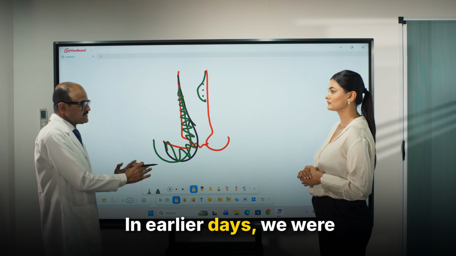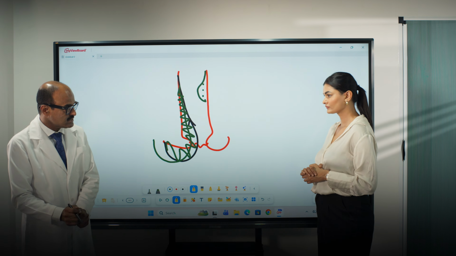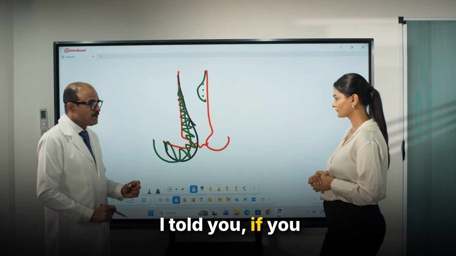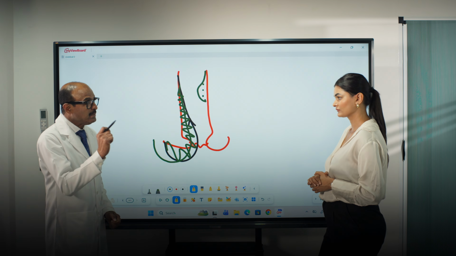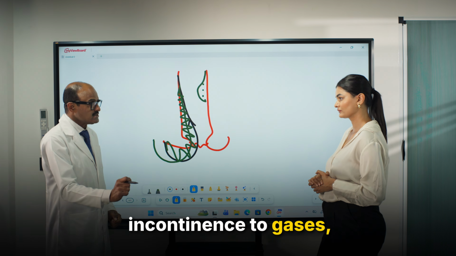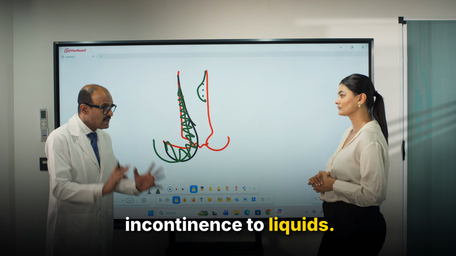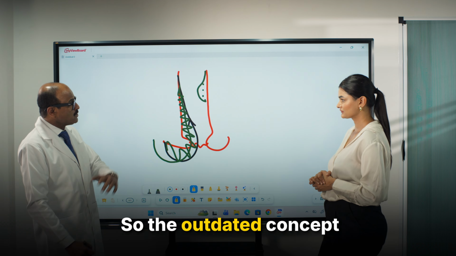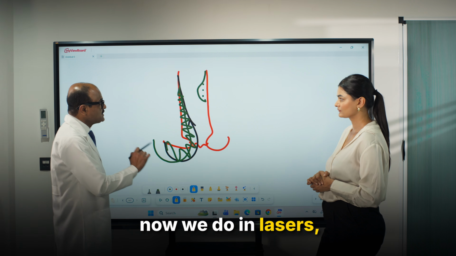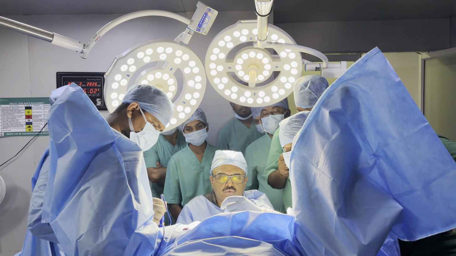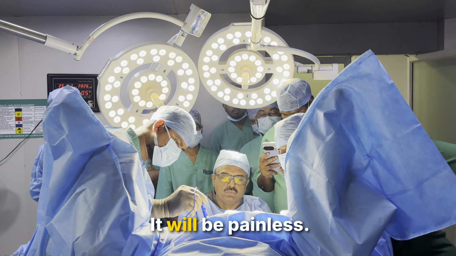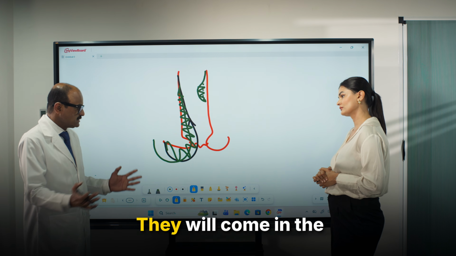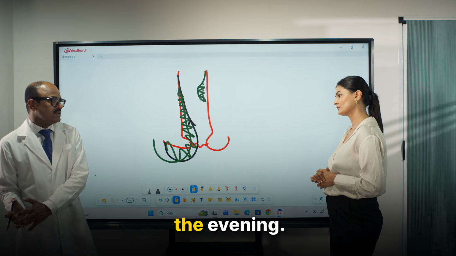In earlier days, we were removing the pile mass. We should not remove the pile mass now. Why? I told you, if you remove the pile mass, people will get incontinence to gases and liquids. That means they will not have control over gases and liquids. So that is the outdated concept. Now we use lasers and push it back to the normal position. It will be a 100% cure. It will be painless. It will be bloodless. It's a daycare procedure. They will come in the morning and go back in the evening.